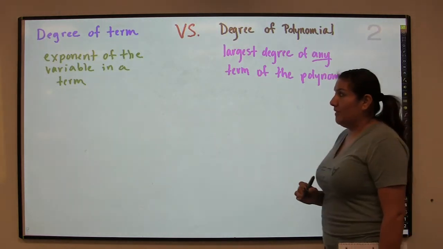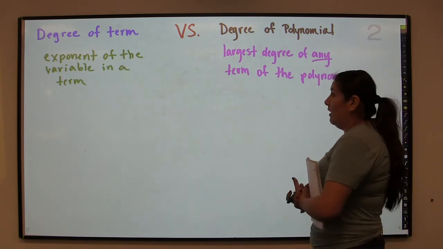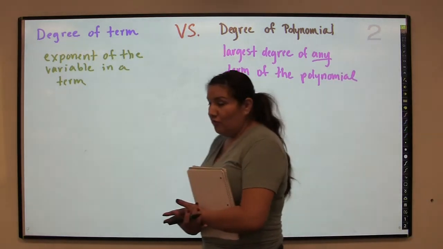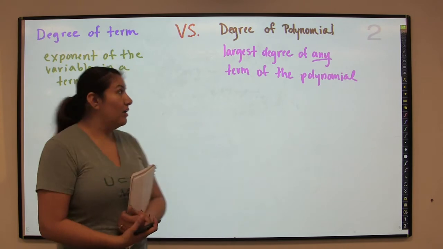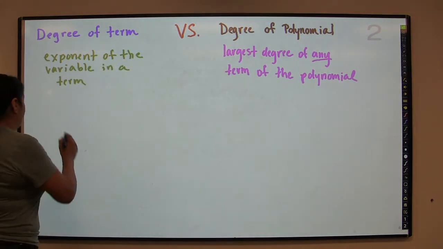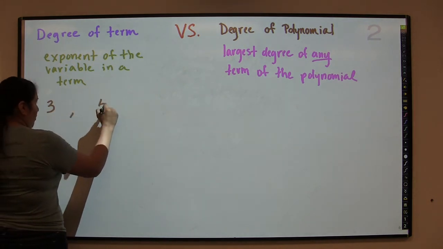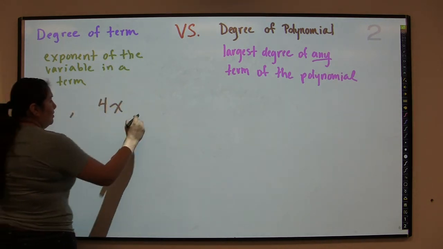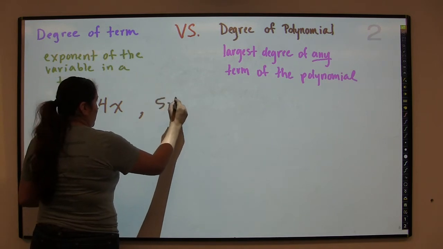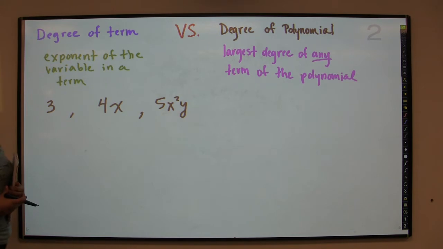And I want to talk a little bit about the degree of a term versus the degree of a polynomial, because they will ask you for both of these things in the homework. Degree of a term. Let's just put up the examples I had earlier. I think we had a 3, 4x at some point. You could even have 5x squared y, something like that. The degree is basically the exponent of the term determines the degree.